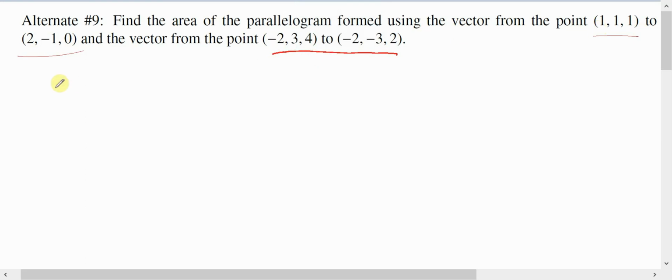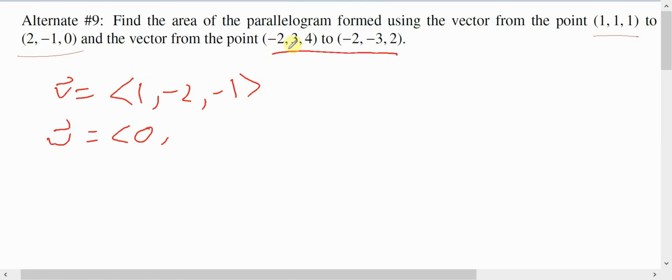First we need to write the vectors, which means I'm going to pull them back to the origin, making them position vectors. So the first vector is going to be 2 minus 1, negative 1 minus 1, and 0 minus 1. And the second vector is going to be negative 2 minus negative 2, negative 3 minus 3, and 2 minus 4. So those are the two vectors. Now they're position vectors, and wherever they are in space, however they're pointing, I form the parallelogram using those vectors, and I want the area of that parallelogram.